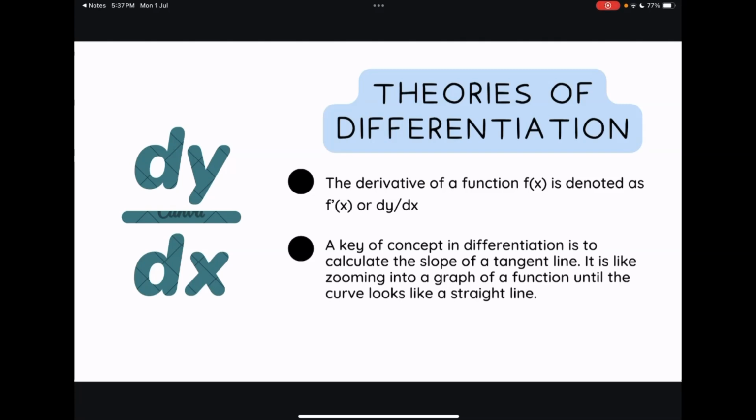The derivative of a function is usually denoted as dy over dx, as shown here. The main concept of differentiation is to calculate the slope of a tangent line. It is basically like zooming into a graph until it looks like a straight line.